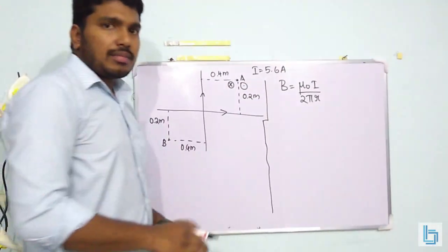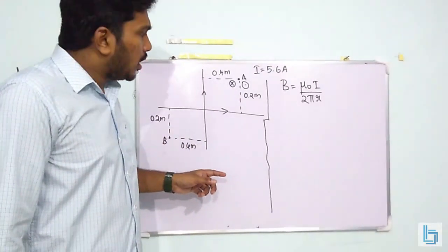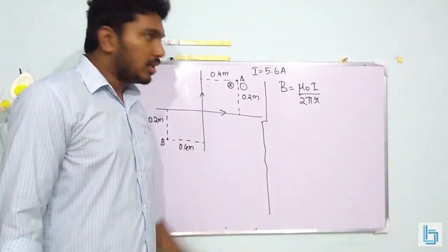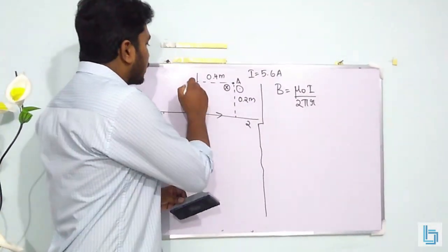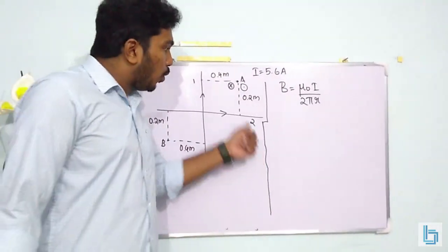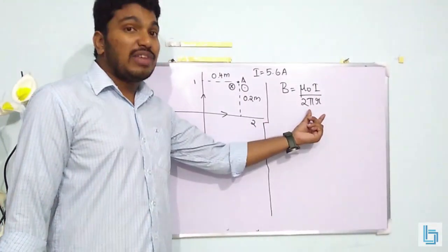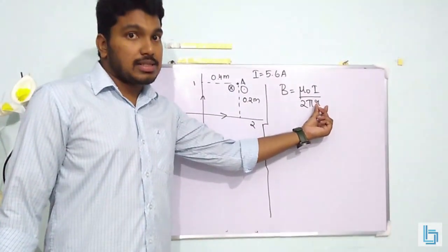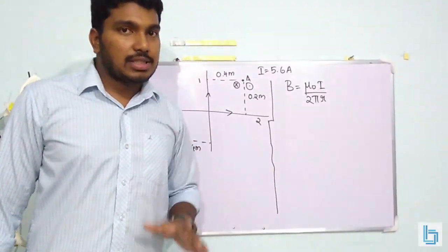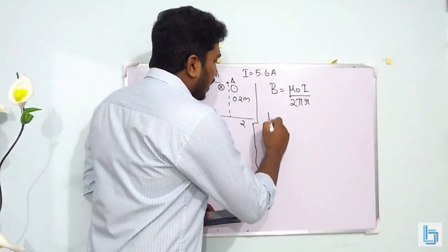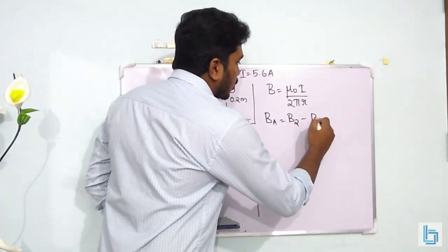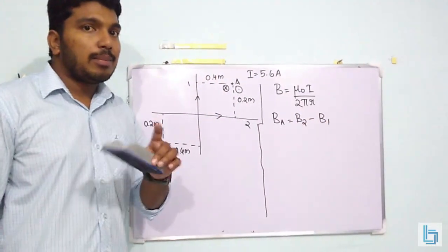As you can see from this figure, which conductor is closer to A? This one, right? I can call it conductor 2, and this is conductor 1. So conductor 2 is closer to the point A. If conductor 2 is closer, from this equation it's very clear that R will be less, and then the corresponding magnetic field will be greater. Therefore, we can write that the net magnetic field at the point A will be equal to B2 minus B1.